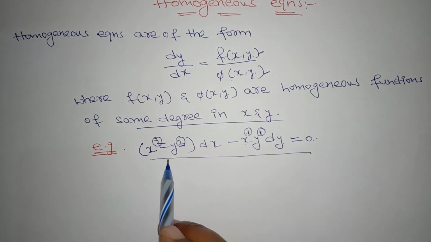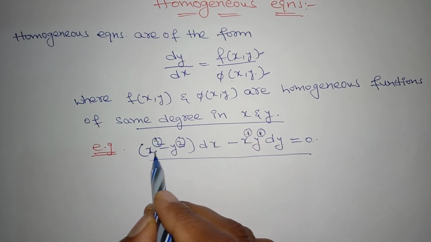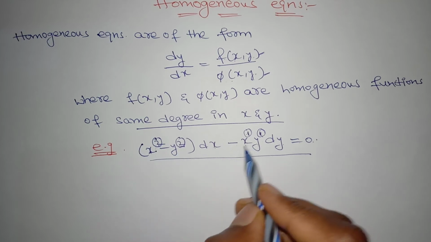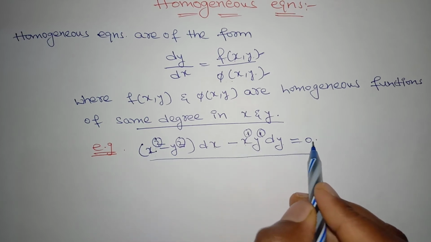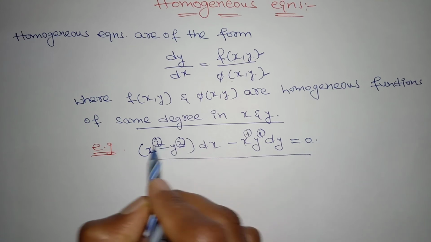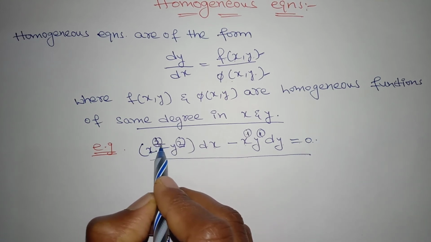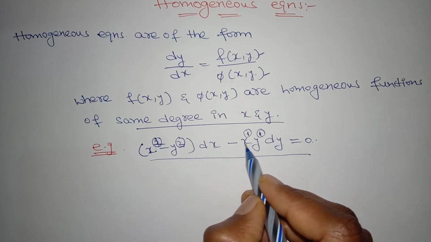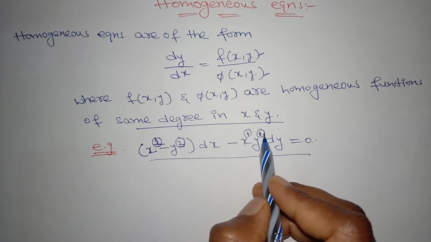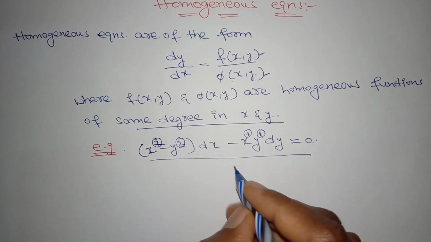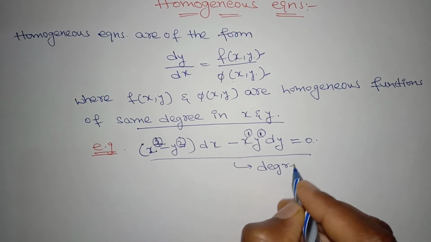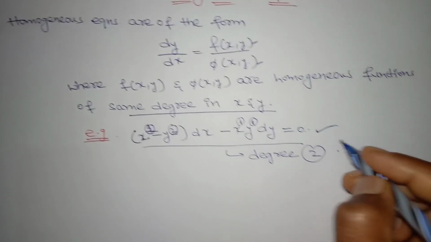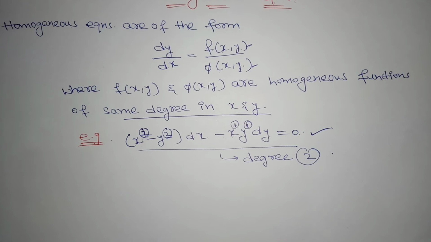I will give one example for understanding this definition. (x square minus y square) dx minus x into y dy is equal to 0. Here x has the degree 2 and the degree of y is 2. x into y degree is also 2, 1 plus 1 is 2. The complete equation has the degree 2. Then this equation is said to be a homogeneous equation.